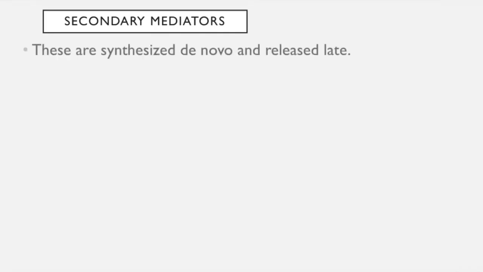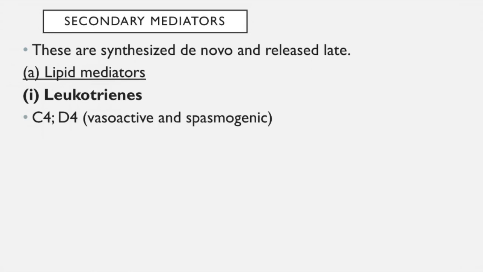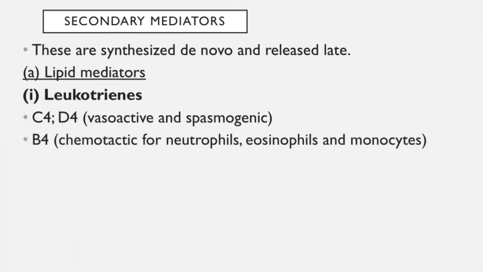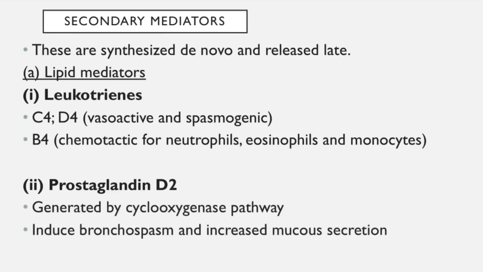Secondary mediators are synthesized de novo and released late. Lipid mediators: leukotrienes C4 and D4 are vasoactive and spasmogenic. B4 is chemotactic for neutrophils, eosinophils and monocytes. Prostaglandin D2, generated by the cyclooxygenase pathway, induces bronchospasm and increased mucus secretion. This is the function of prostaglandin D2.